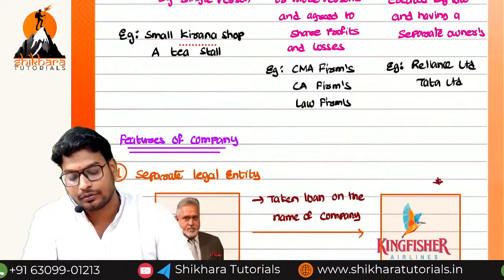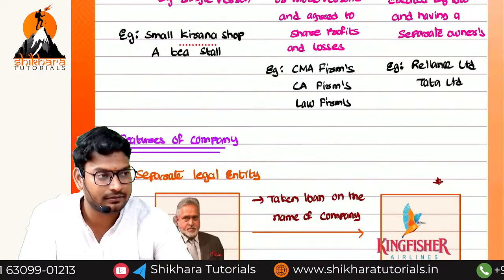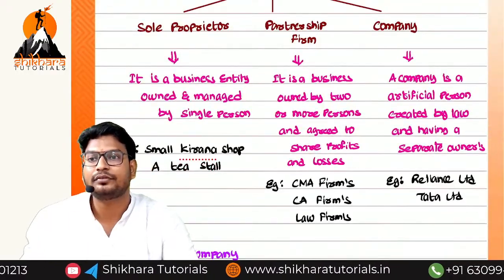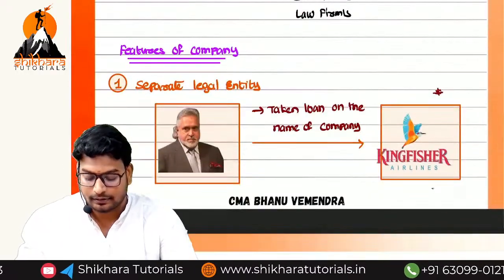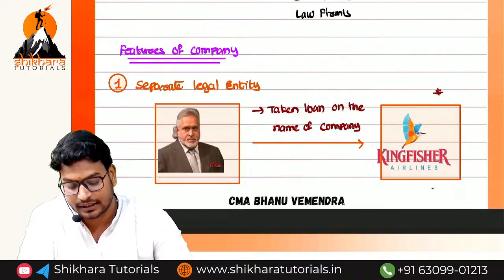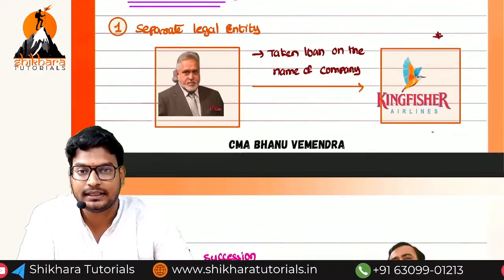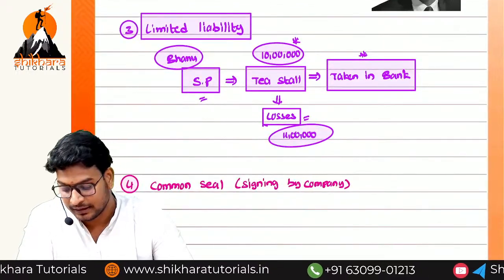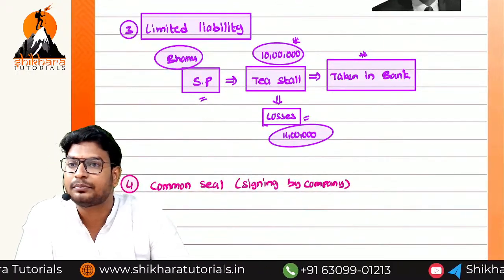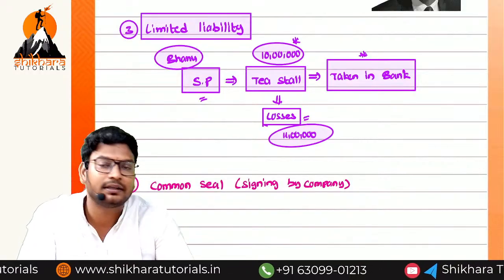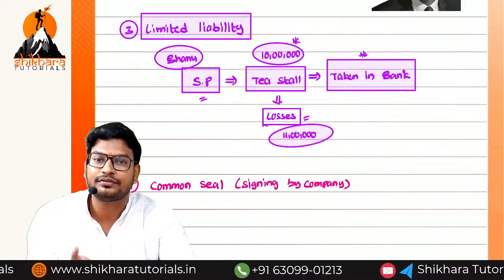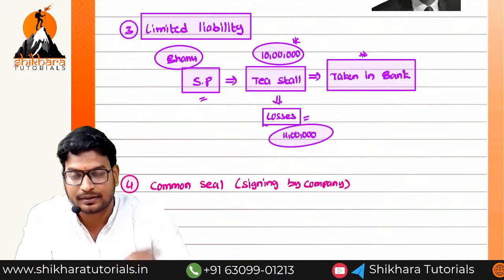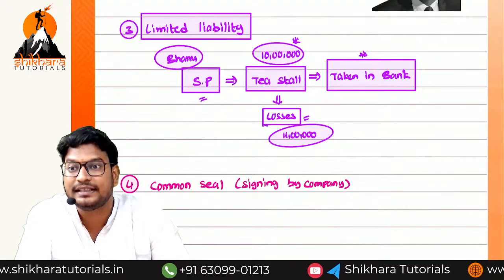I am going to open my concept book and explain the discussion. Till now we have discussed the meaning of a company and its features. What are the four features? Separate legal entity, perpetual succession, limited liability, and the common seal. There is another one also, transferability of shares. We can transfer our portion of ownership to another person freely and easily.